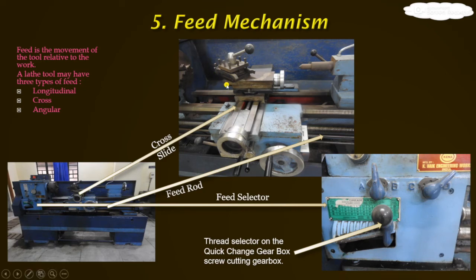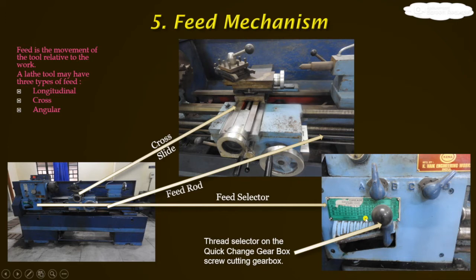The feed means the motion of the cutting tool placed on the tool post is controlled by a mechanism, that is the feed mechanism. The cutting tool can move in the cross direction, as I have told you and shown in the video, and along as well as in the forward direction. And this is the feed rod by which, without manual feeding, automatic feed also can be given.